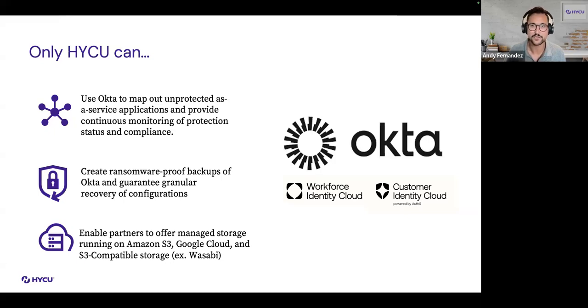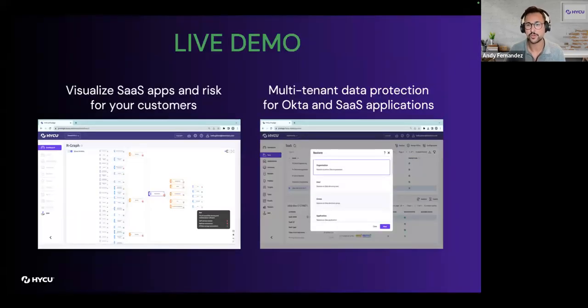But enough of explaining it to you. I'd much rather show you in a live demo how, one, as a partner, you can offer a full free visualization service, and then two, how you can actually offer the data protection as a service component, not just for Okta, but other SaaS applications as well.